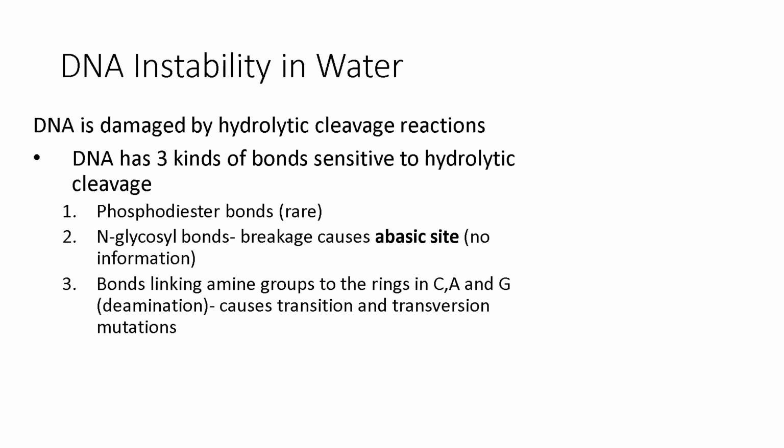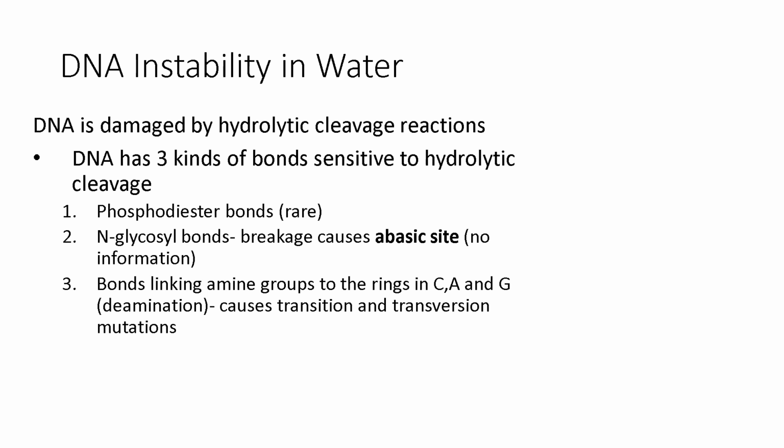Water itself can damage DNA through hydrolytic cleavage reactions. There are three primary types of bonds in DNA that are susceptible. The phosphodiester bond can be cleaved, though this is rare. More commonly, N-glycosyl bonds linking bases to sugars can break, resulting in abasic sites. Additionally, deamination reactions can remove amine groups from cytosine, adenine, or guanine, leading to base transitions or transversions that alter base pairing properties.